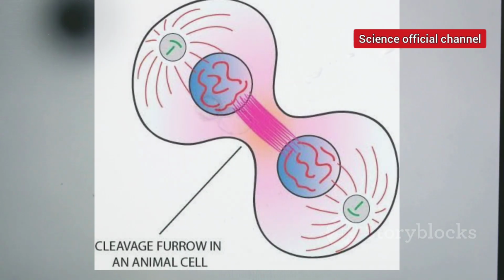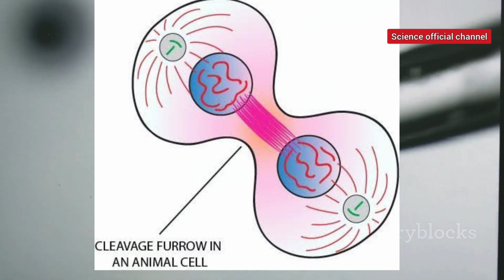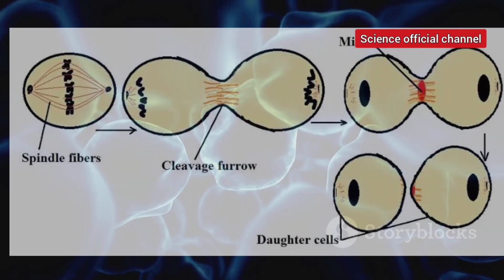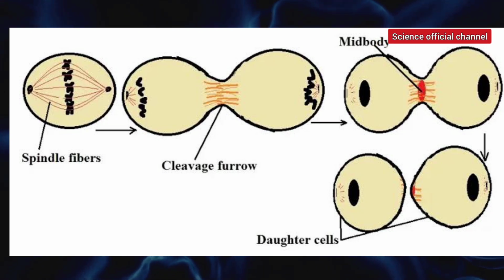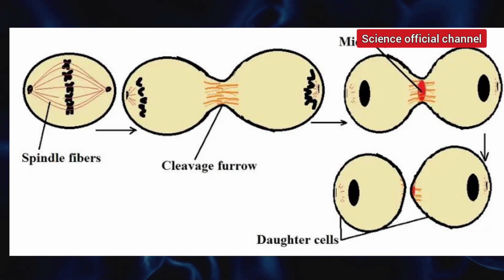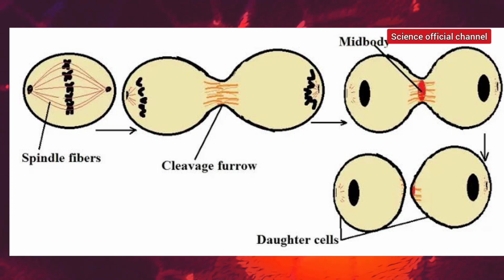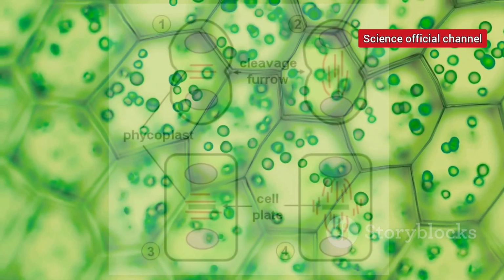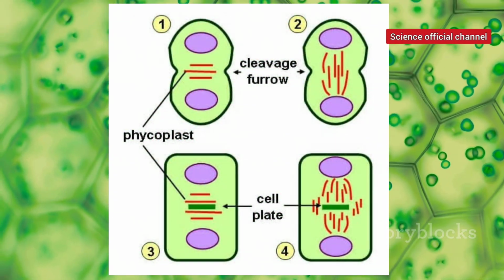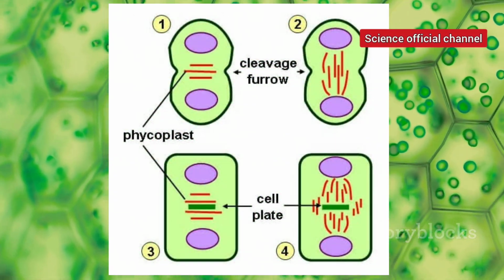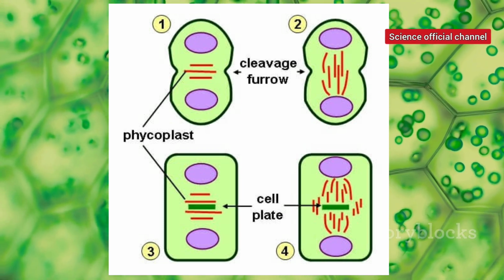When animal cells divide, you'll notice a cleavage furrow. That's the indentation that forms as the cell membrane pinches in, eventually splitting the cell in two. And finally, the cell plate. In plant cells, instead of a cleavage furrow, a cell plate forms down the middle, eventually becoming a new cell wall that separates the two new cells.